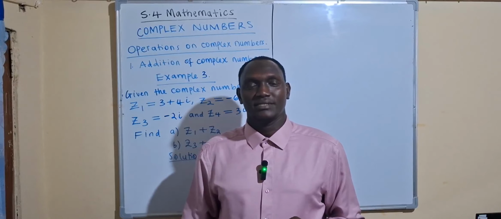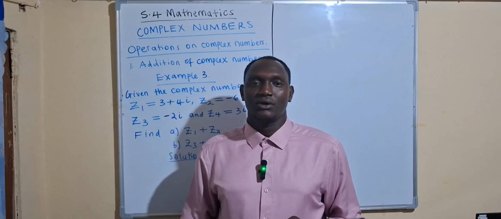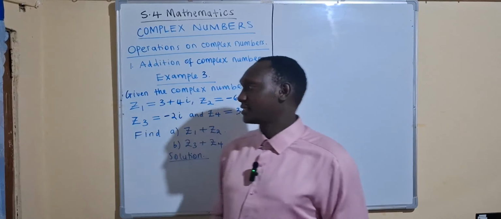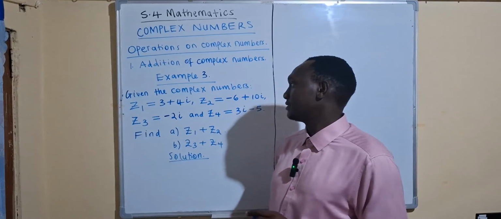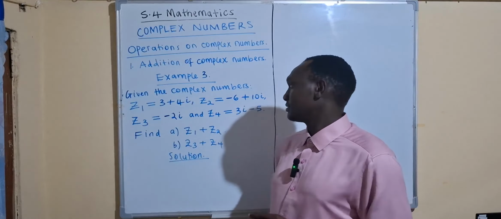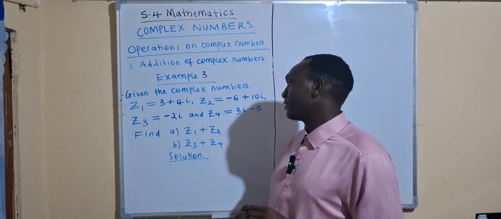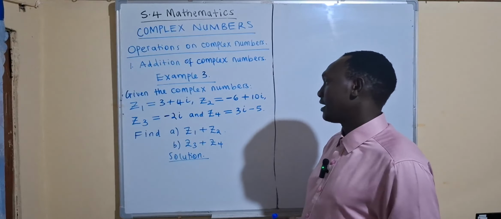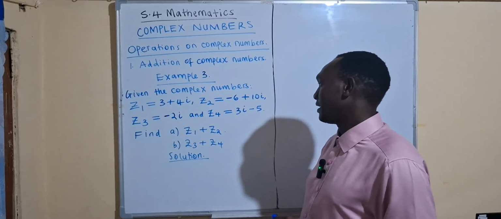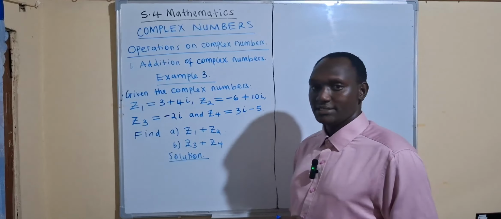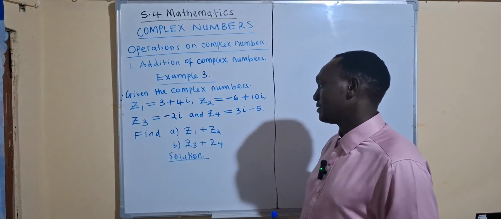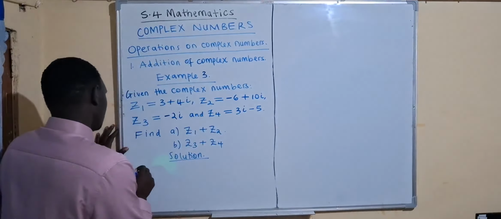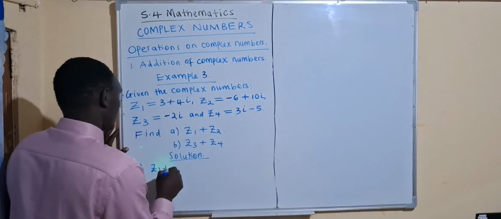We are looking at complex numbers and we are now on operations on complex numbers. We have started with addition of complex numbers and now we have an example 3, which says given the complex numbers z1 is 3 plus 4i, z2 is negative 6 plus 10i, z3 is negative 2i, and z4 is 3i minus 5. The question says find z1 plus z2. For part A, we need to find z1 plus z2.